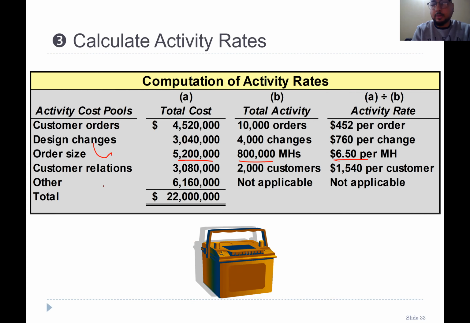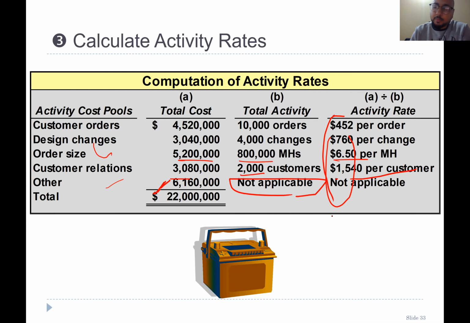In order size, customer relation, 2,000 customers are served and the customer relation cost is 3.08 million. So you see one customer served is costing you $540, while the others, because they don't have any activity rate, it is a whole number, which is 6.16 million, right? So now the question is how we can use these.